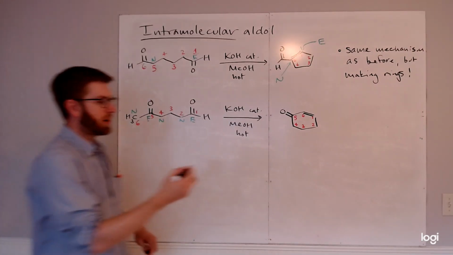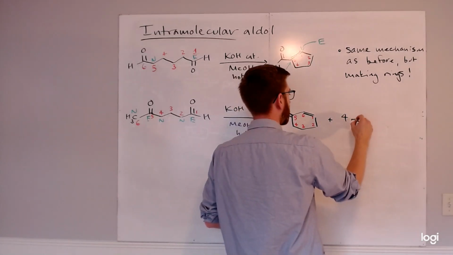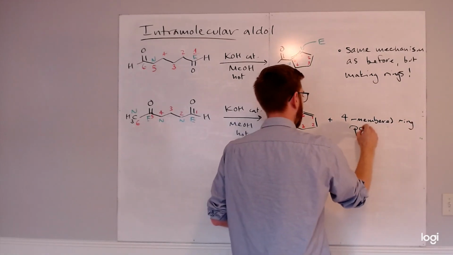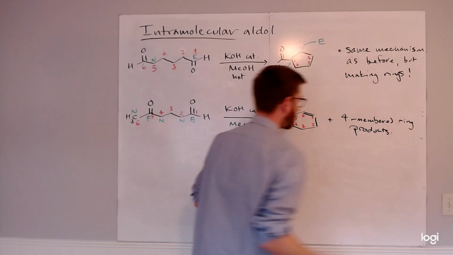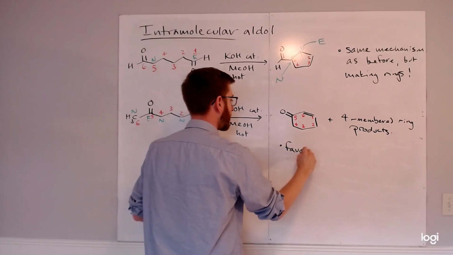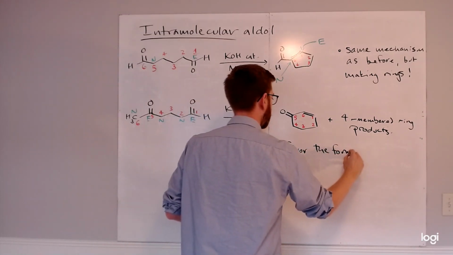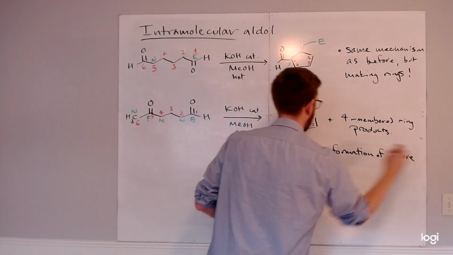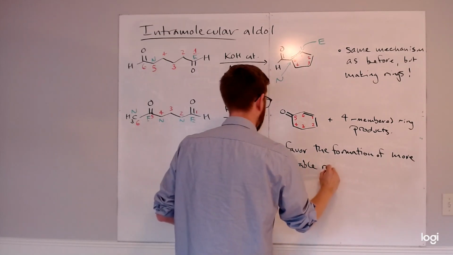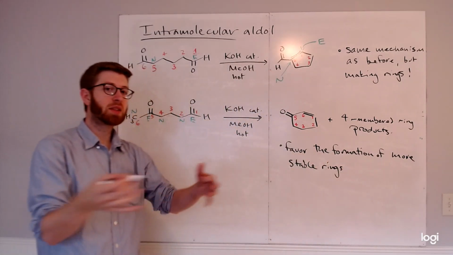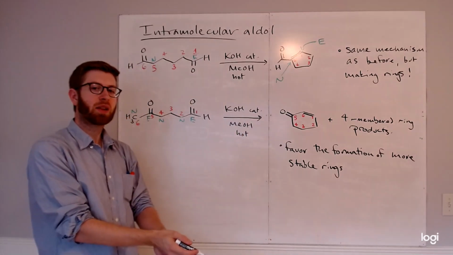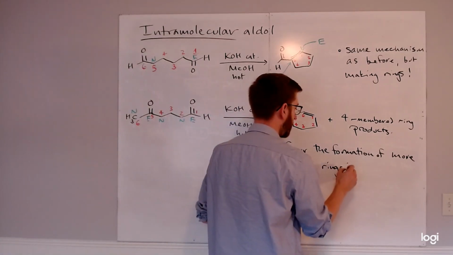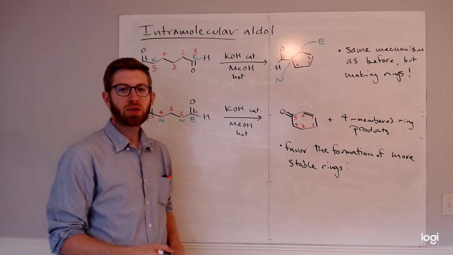Okay, so there are other possible products, plus 4-membered ring products. We're going to favor the production of more stable rings. Remember, because everything is in equilibrium, I'm just going to find that lowest energy state that I can get to, and I'm probably going to funnel all of my material there eventually. So this will traditionally be 5- and 6-membered rings. Those are the most likely structures that are going to form.